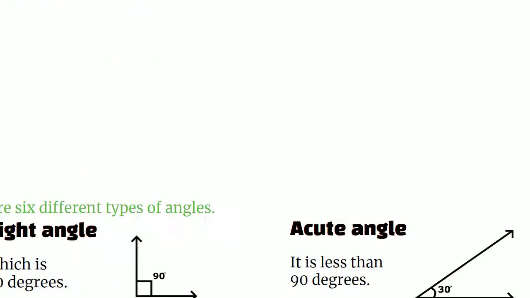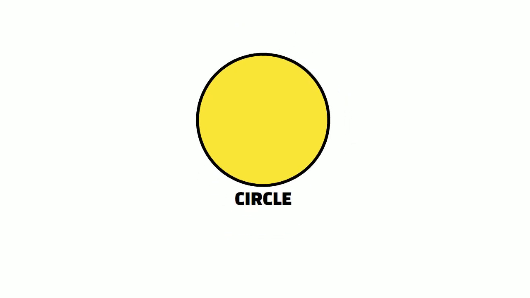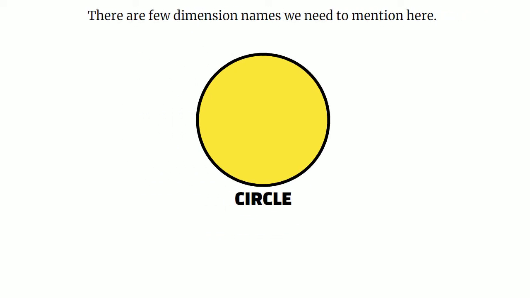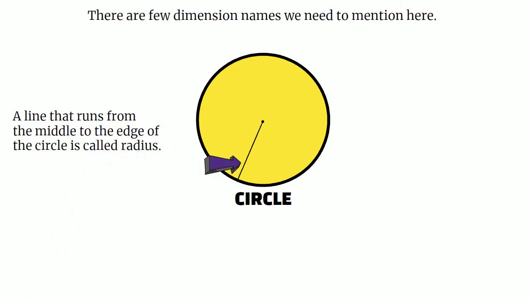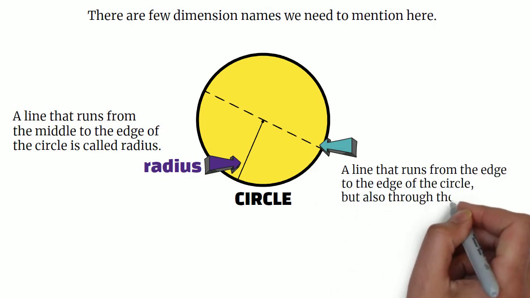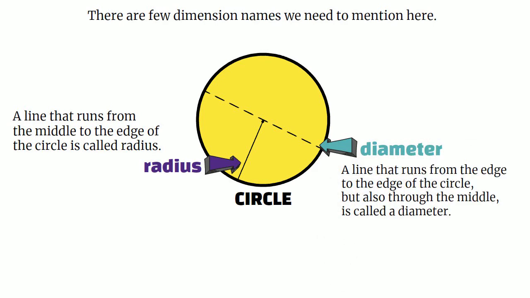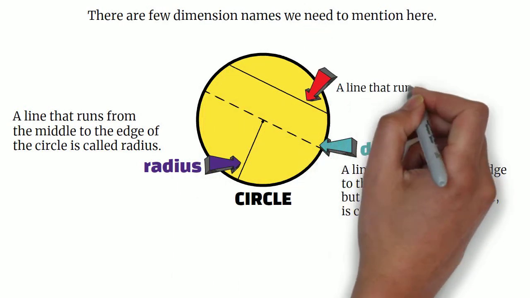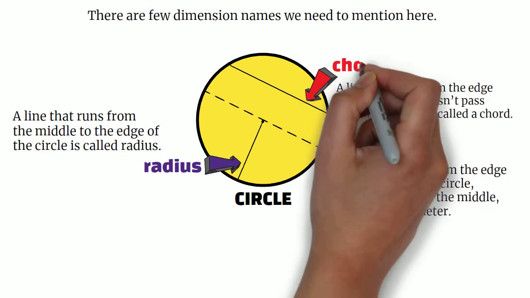Okay, now we can move on to the next shape. A circle. There are a few dimension names we need to mention here. First, a line that runs from the middle to the edge of the circle is called radius. And a line that runs from the edge to edge of the circle, but also through the middle, is called a diameter. A line that runs from the edge to the edge and doesn't pass the middle point is called a chord.